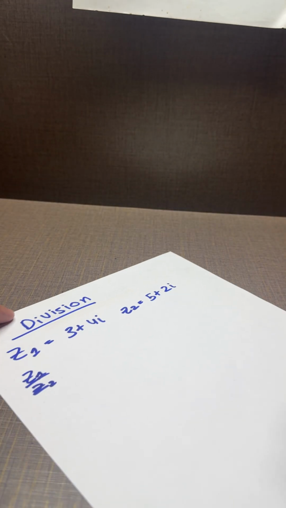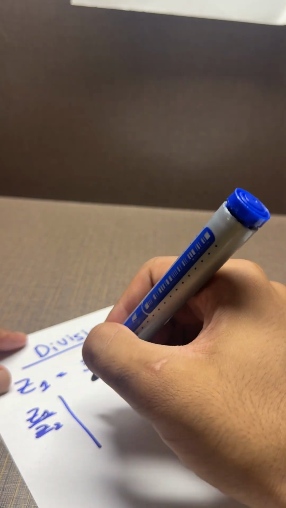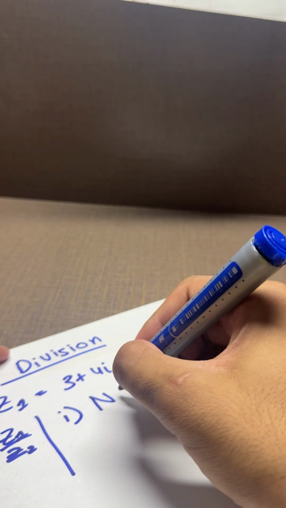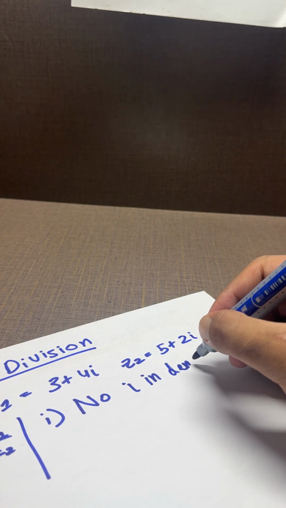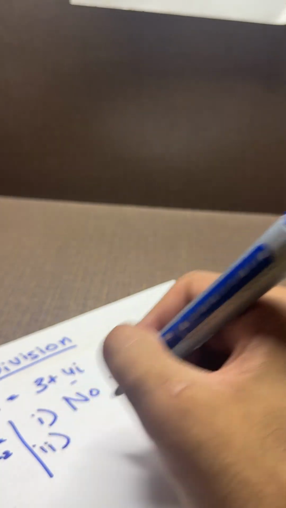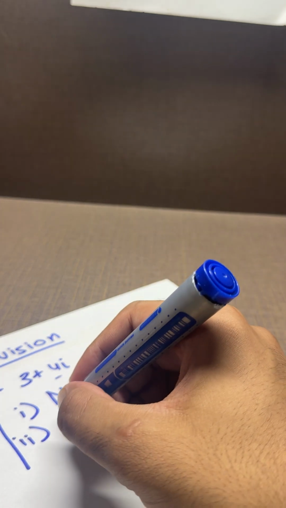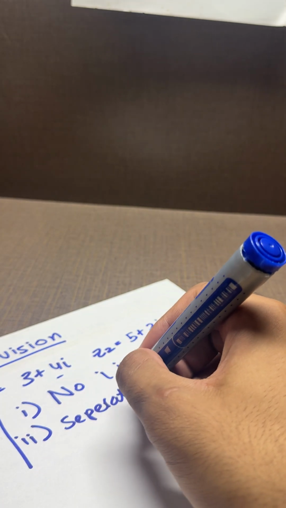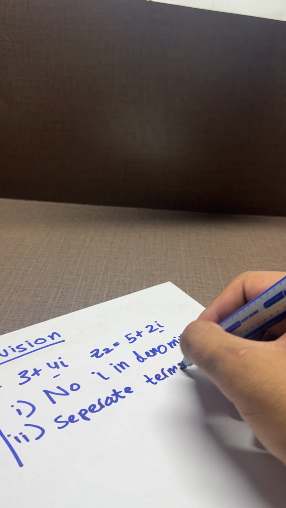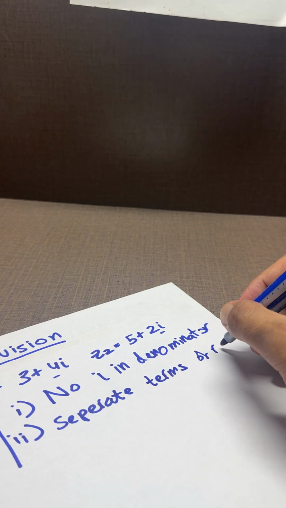Okay, so in division we need to remember two very important rules. Number one, the rule is that there should be no i in the denominator. No i in the denominator means that there should be no i term in the denominator. And the second thing we need to know is that it should be separate fractions, separate terms of the real number and the imaginary number.